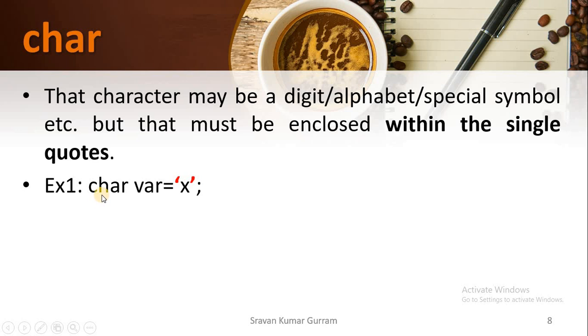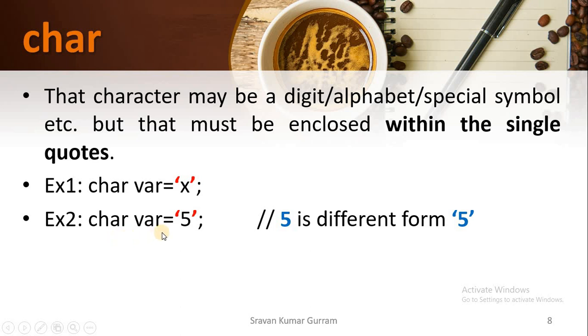See this example. Character variable name assignment. I am using one character. In this case, that is an alphabet. That should be enclosed within the single quotes. See the second example. In this case, I am assigning a digit as a character. As per the rules, that should be enclosed within the single quotes. Now see a very important point. Suppose if you remove these single quotes, that will raise an error, because 5 is an integer value if you are not writing single quotes. If you write single quotes, that is treated as a character literal. If you want to store a space, that is also treated as a character value.